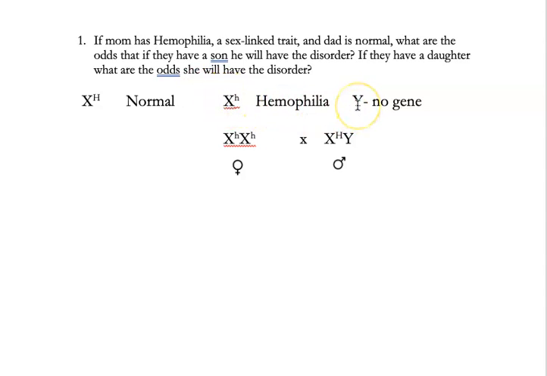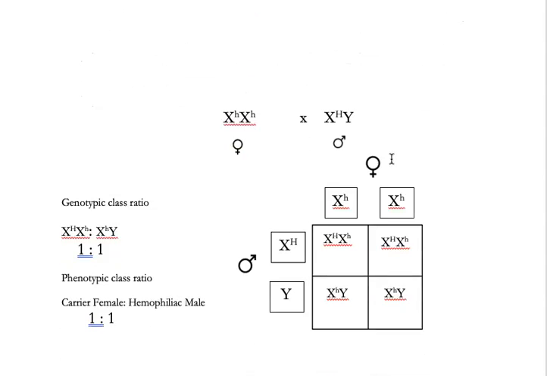Now on the Y, there's no gene for it, right? All right, so now what do we have? If mom has hemophilia, right, so she's got to be X little h, X little h. Dad's normal, he's XH, right? What are the odds they'll have a son who will have a disorder? Or if they have a daughter, what are the odds she will have a disorder? All right, so let's model it down here.